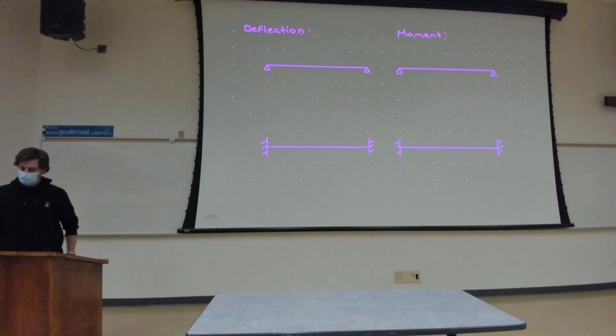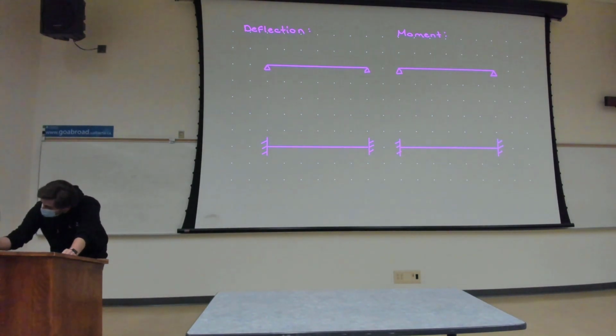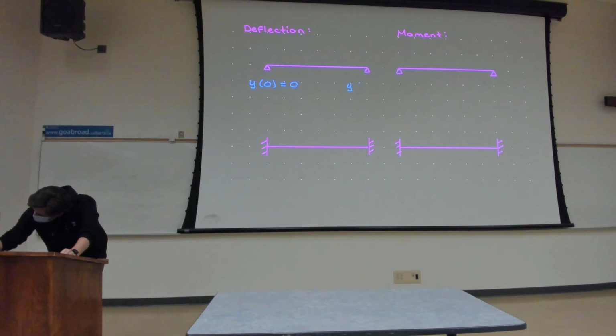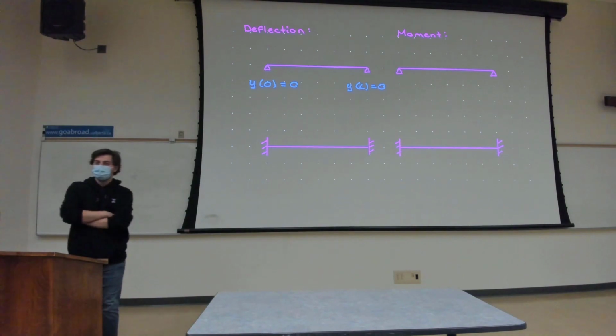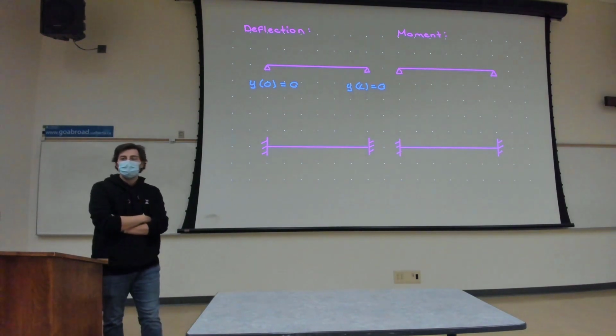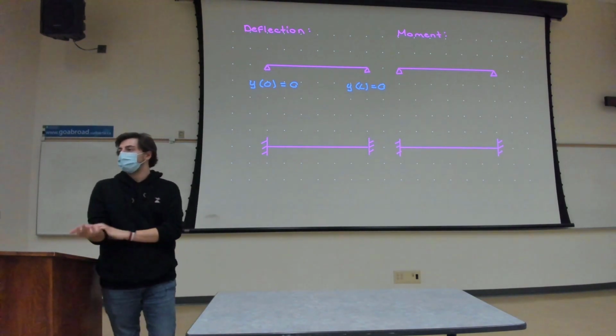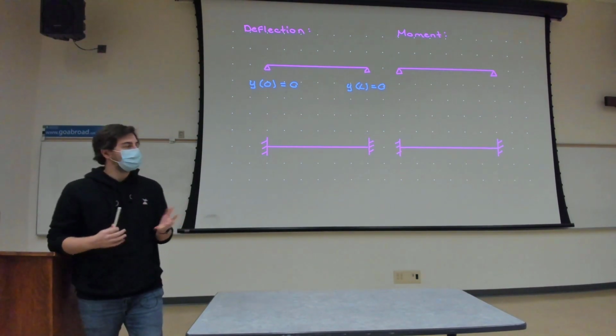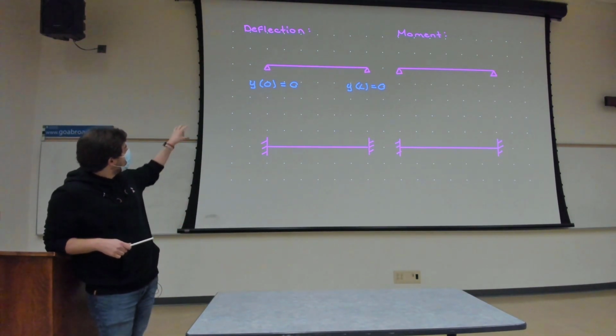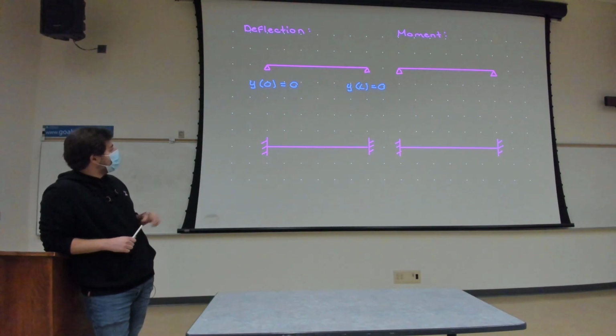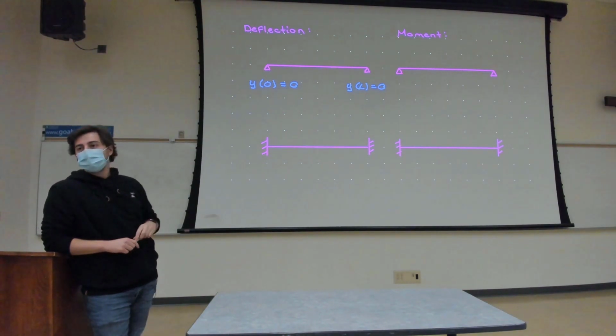The first key concept is whenever you have a support, we know that the deflection is going to be 0. So y at 0 is 0. y at L is 0. That's the first one, the most intuitive one. But again, we need 4. This is where things start to change between the different types of beams. Is this deflection boundary condition also valid for my fixed end beam?